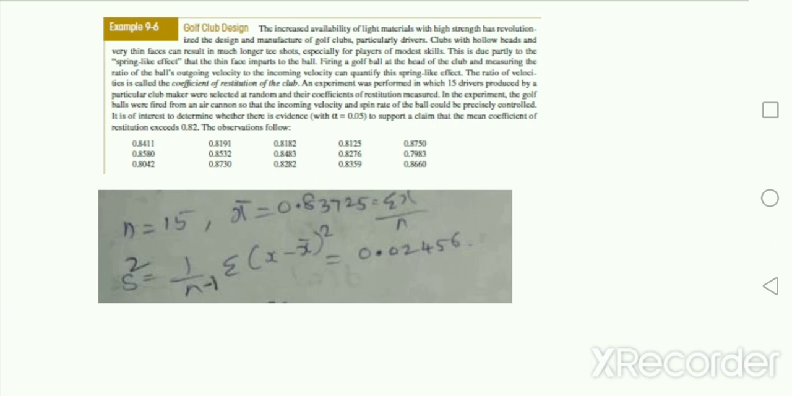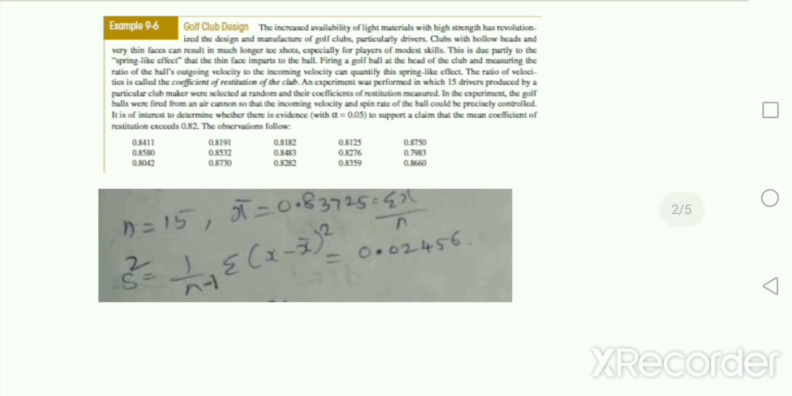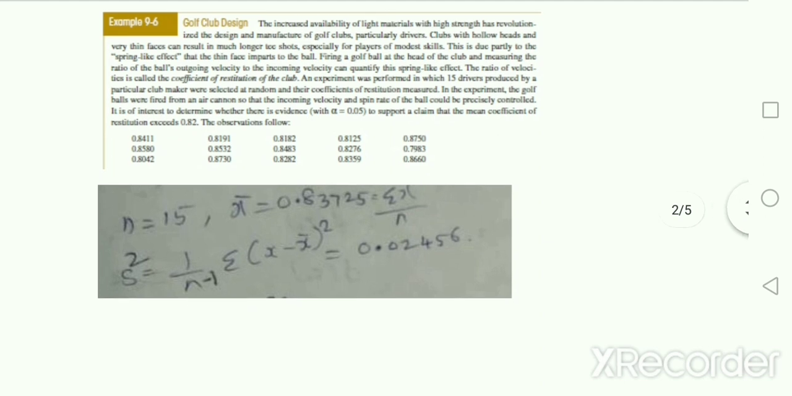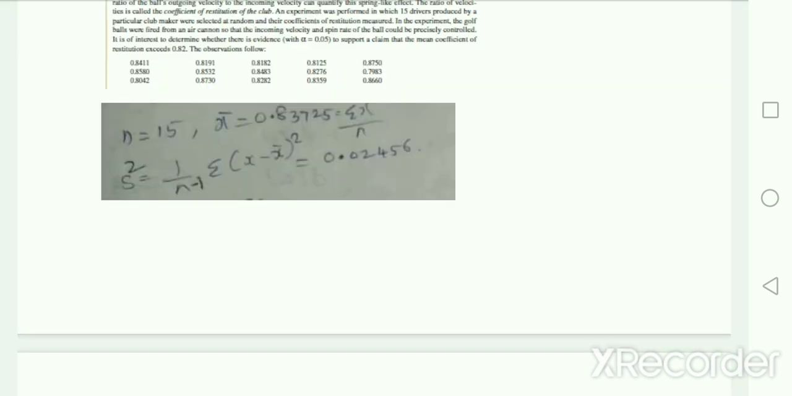We don't know that information. But here we have observations, so we need to calculate the sample average, and we can calculate the sample variance also. We cannot know the population variance, but we can calculate the sample variance by using these observations. For these 15 observations, the sample average x bar is the sum of all 15 values divided by 15. That value is 0.83725, and also we can calculate the sample variance.